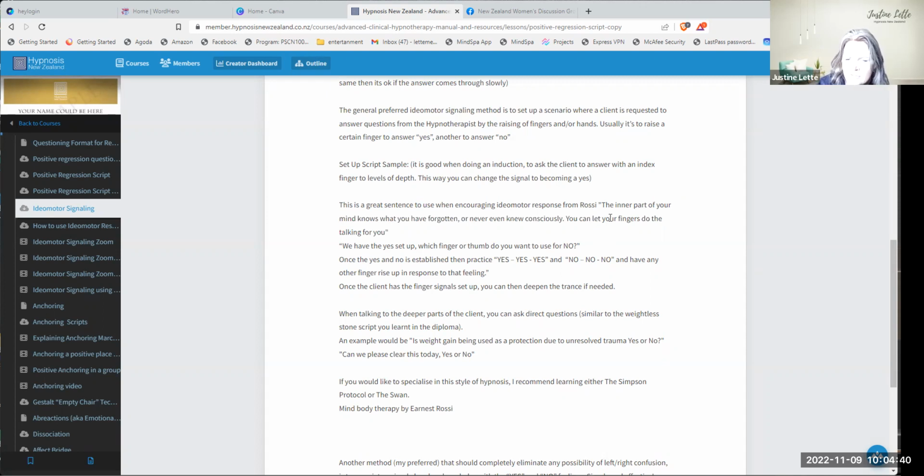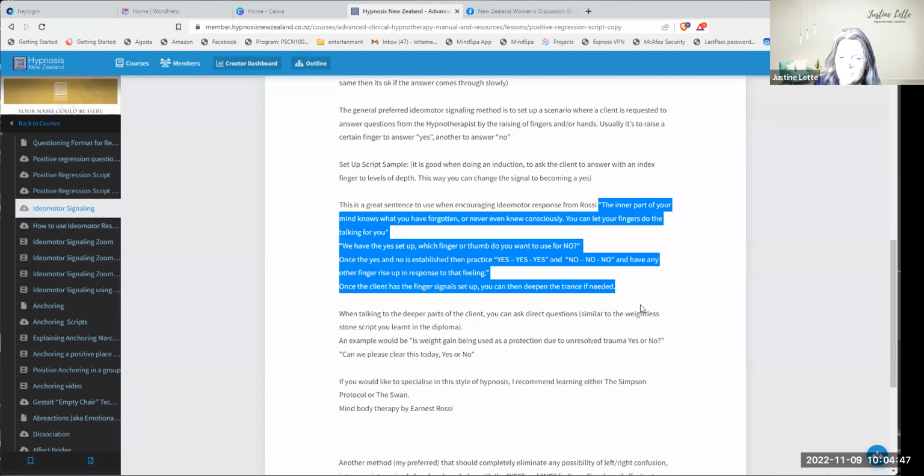And so in our little script here, this is in your diploma under ideomotor signaling. The inner part of your mind knows what you have forgotten or didn't even know. You can let your fingers do the talking. We already have a yes set up, so which finger do you want to use for a no? Once they say that, you practice: yes, yes, yes, no, no, no. Yes, no, yes, no, yes, no. You can watch this on YouTube, other people doing it. Once you've got that, then you can start asking questions.